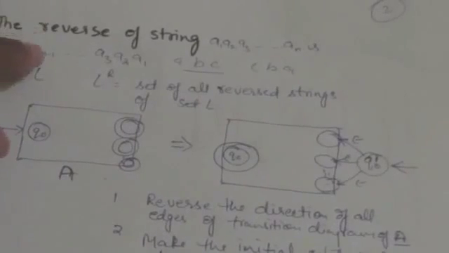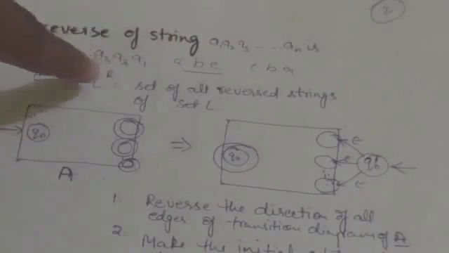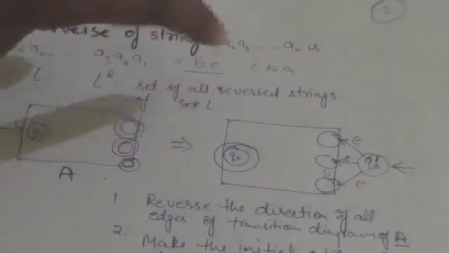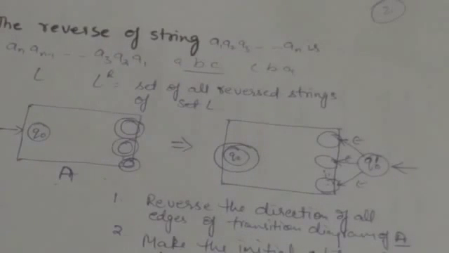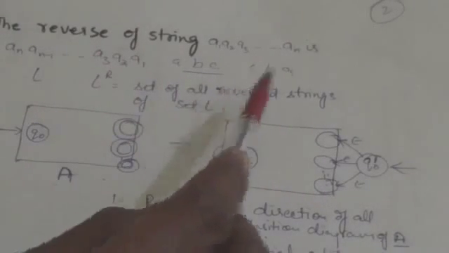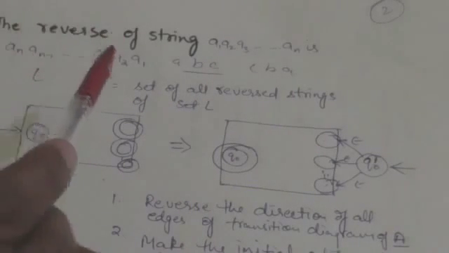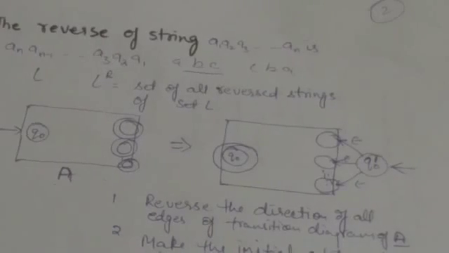Suppose L is a regular language, then LR is a set of all reversed strings of set L. Now, if L is a regular language, then LR will also be a regular language. What does LR represent? LR represents the set of all reversed strings of set L. So if L is regular, LR will also be a regular language.